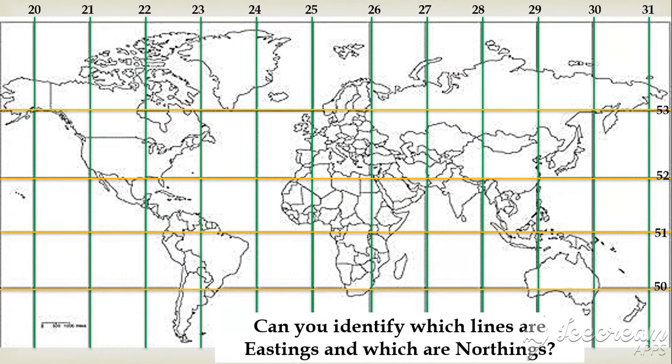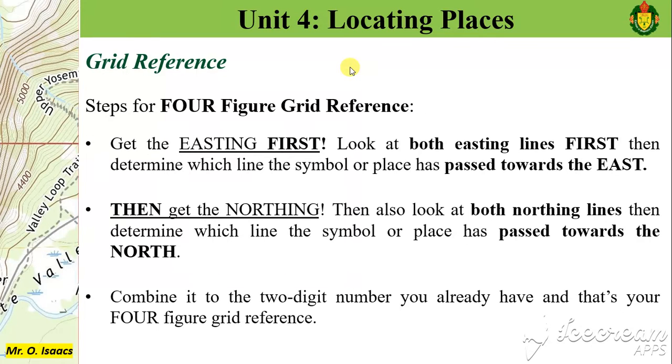So let's identify easterns and northerns here. If we say that the yellow lines are our northerns, then you're correct, because guess what? They're increasing in value towards the north. So definitely these will be our northern lines. If we say that the green lines represent our easterns, then you're correct also, because if you look here, these values are increasing towards the east. So they will be our eastern lines.